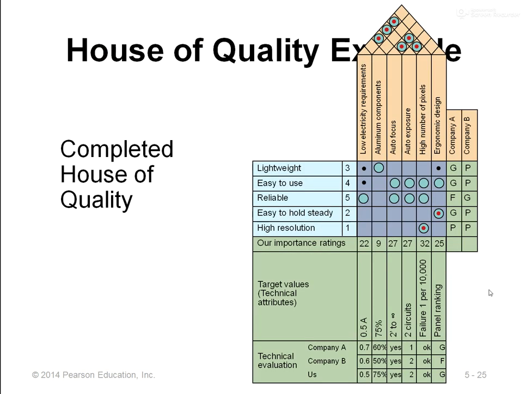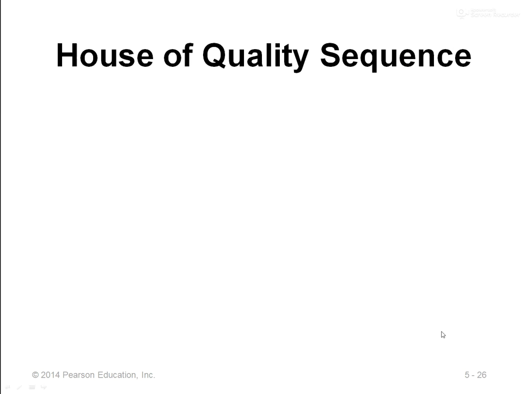Then at the end, we construct our house of quality. The completed house of quality shows our customer needs, how we can provide what the customer needs, how we compare with company A and B, our target values, and how we compare our target values with company A and company B.